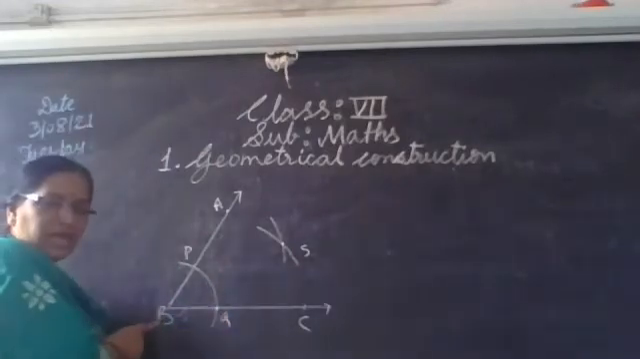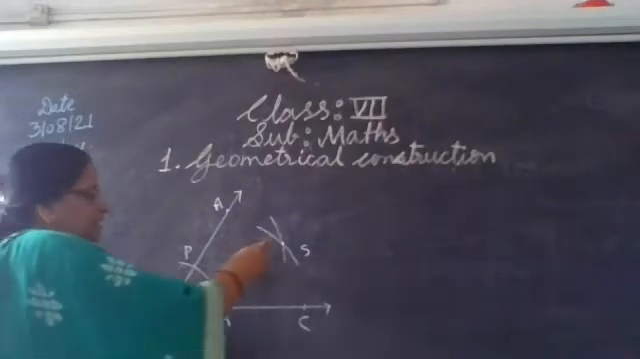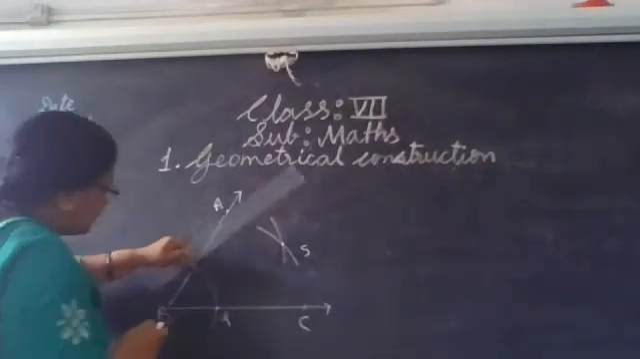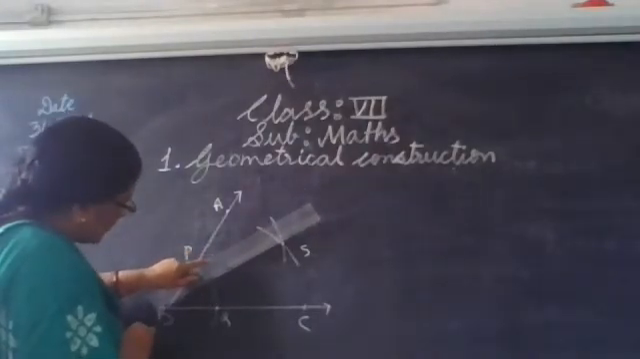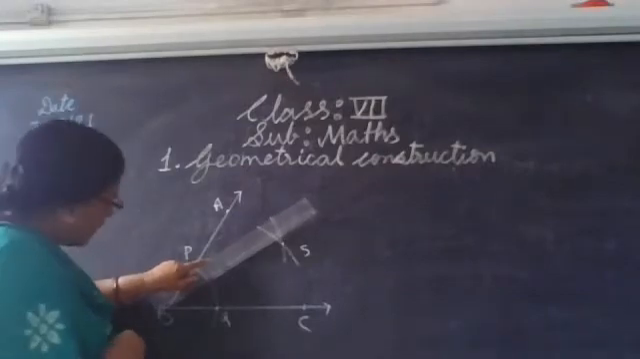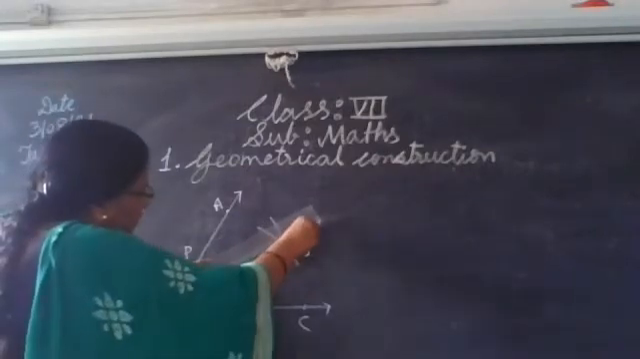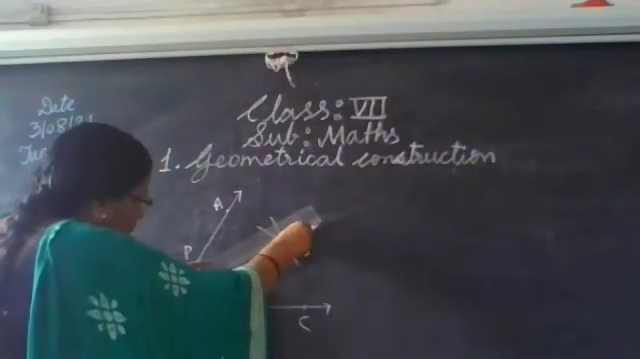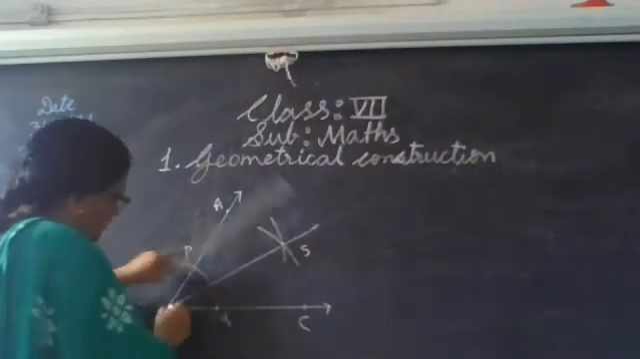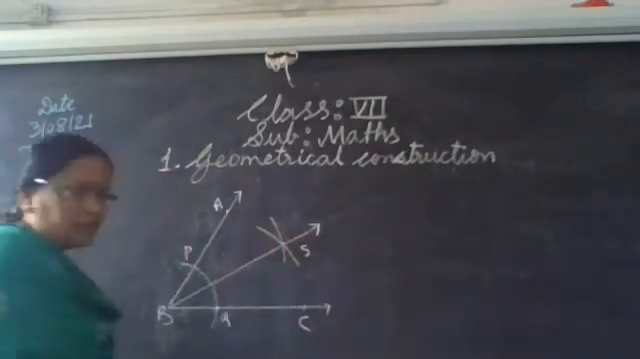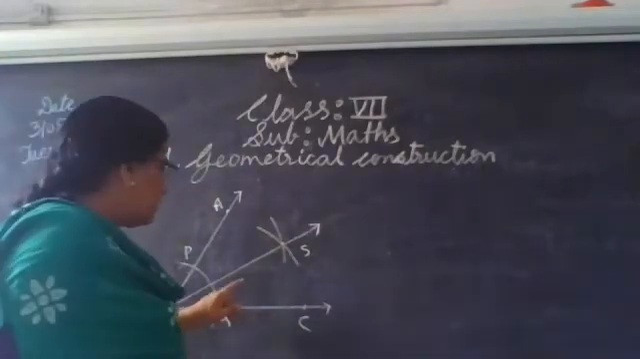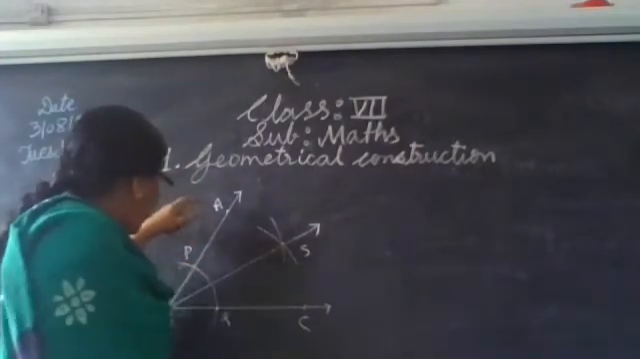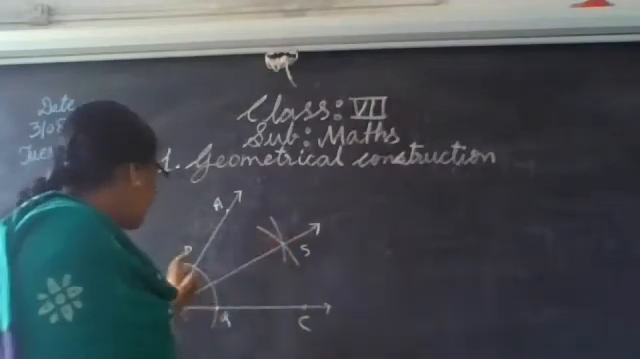Now, with the help of ruler, match this vertex and this point S in one line. Adjust your scale like this and draw a line segment or a ray through these two points. Now see, angle ABC is equally divided into two parts: angle ABS and angle SBC. Now let us measure.